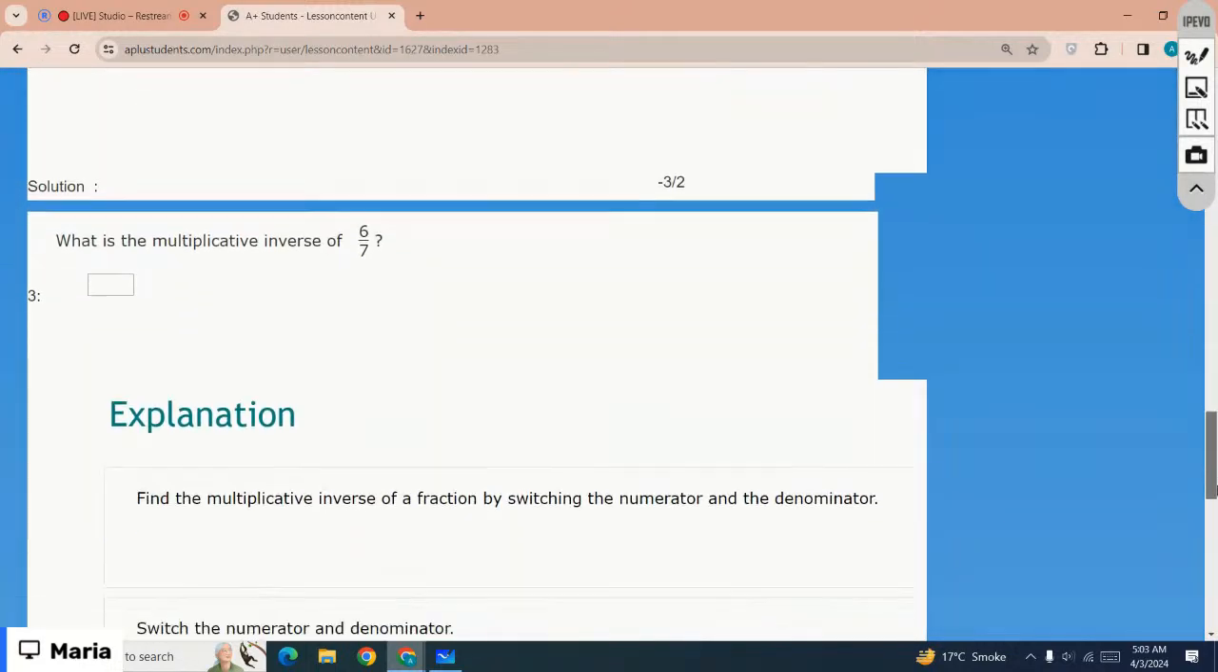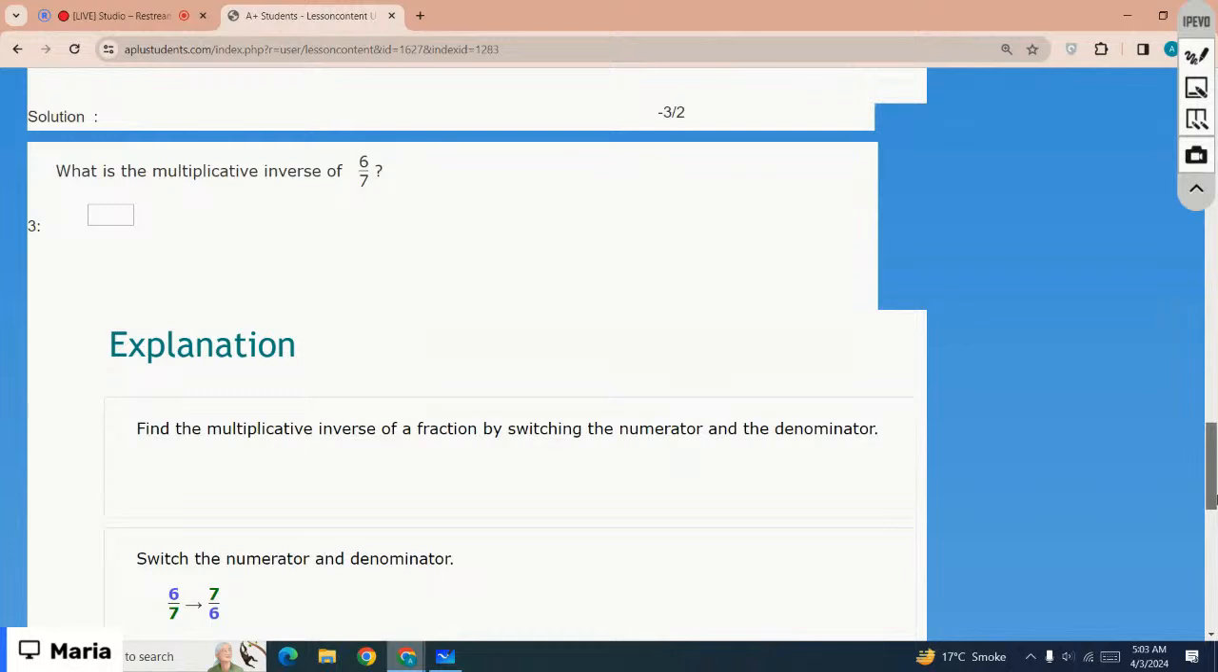What is the multiplicative inverse of 6 over 7? Whenever you have to find the multiplicative inverse of a fraction, you simply have to switch the numerator and the denominator, right? So multiplicative inverse and the reciprocals are kind of the same.